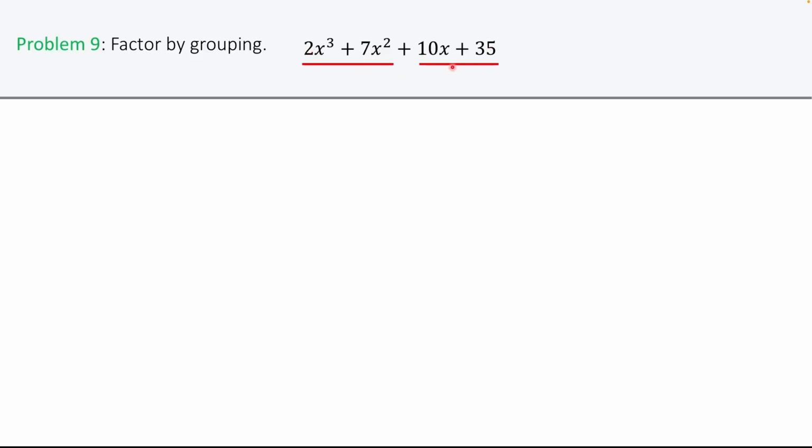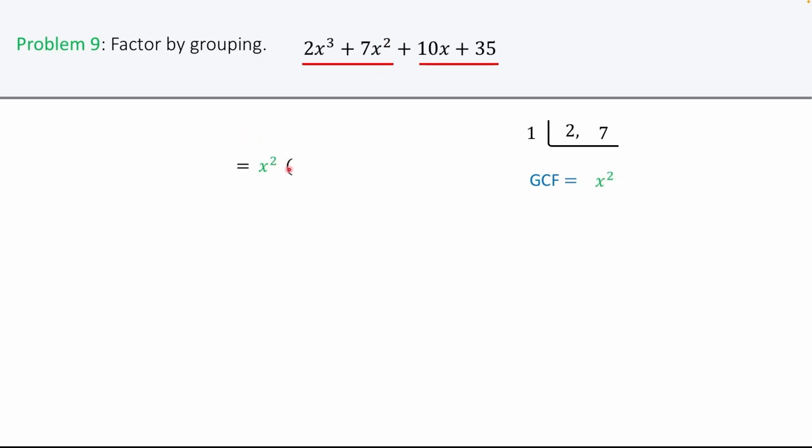Now factor each group. Take the numbers 2 and 7. Divide. No number can divide these 2 numbers except 1. So we cannot factor any number out. Next, look at the variable. You have x to the 3rd and x squared. 2 is the smallest exponent, so the greatest common factor of the variable is x squared. So the GCF is x squared.